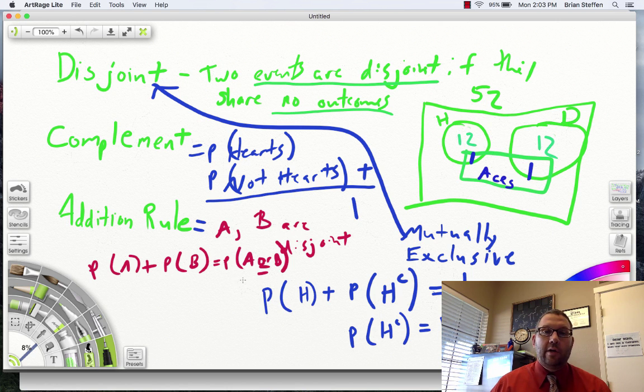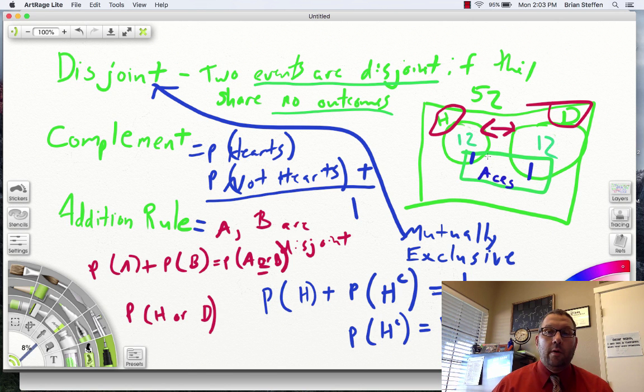So if we're talking about a deck of cards, probability of a heart or a diamond. So we do probability of heart or diamond. Since we know that these are disjoint, since they do not overlap, that means that's going to be equal to probability of hearts plus probability of diamonds. And I already said that there's 13 of each, so this is 13 out of 52 plus 13 out of 52, which is equal to 26 out of 52.